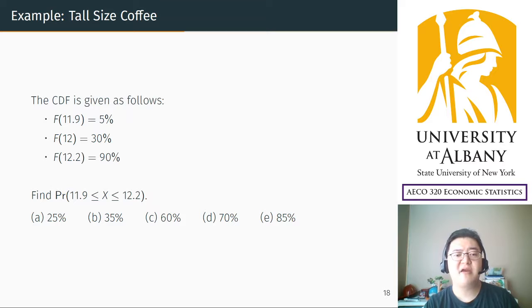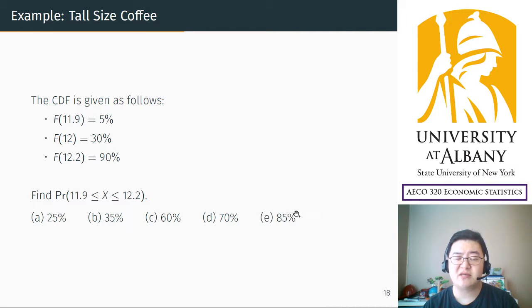And then try this. Again, we have the same CDF information. Now we are looking for the probability between these two numbers. Can you calculate? Think about this and try this. What is the probability that a tall size coffee contains more than 11.9 ounces but less than 12.2 ounces? Try this. Think about this. Of course, you can calculate this, and the answer is 85%.